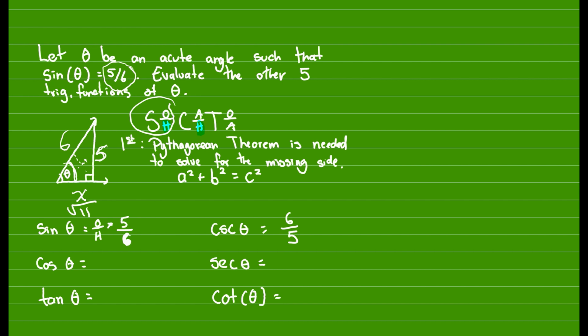Cosine of theta. Cosine is adjacent over hypotenuse. If this is my hypotenuse, this is the opposite, this is the adjacent. It must be square root of 11 over 6. Ta-da. Beautiful. Tangent is opposite over adjacent, and we get 5 over square root of 11, which is 5 square root of 11 over 11. I completely rationalized already.